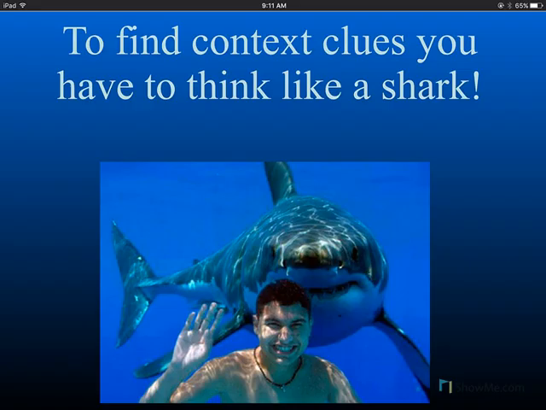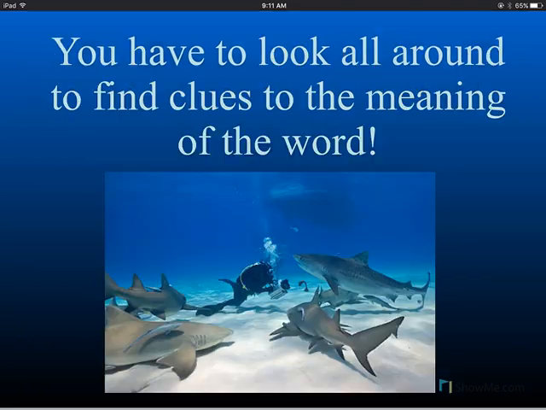And this is just a fun little slide. So just think of when you're looking for context clues, you have to think like a shark, because you have to look all around to find clues to the meaning of the word, just like these sharks are doing.